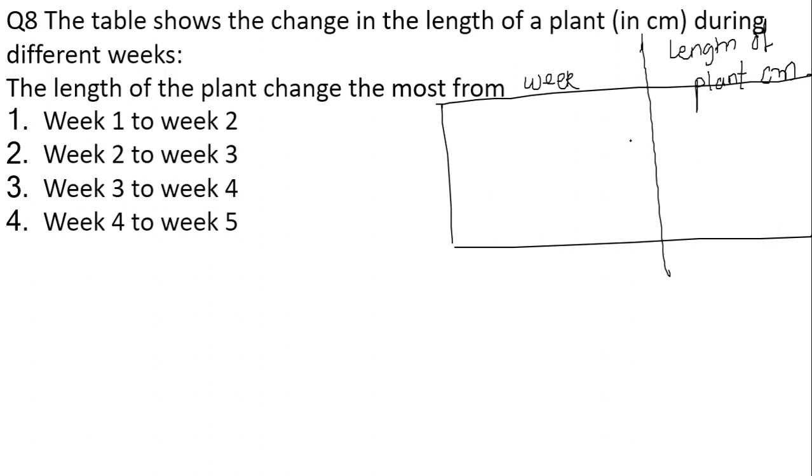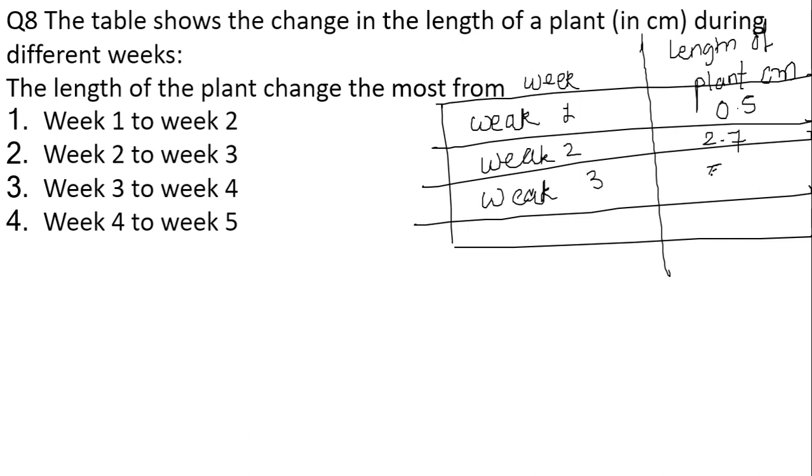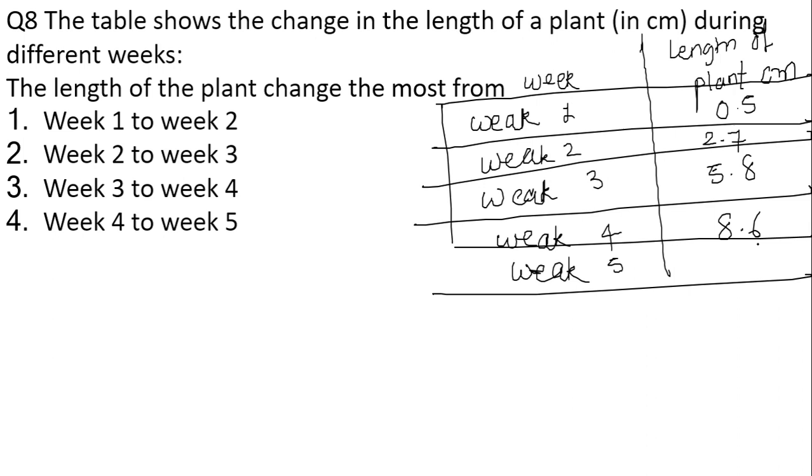So in first week, the length is 0.5 centimeter. In second week, the length is 2.7 centimeter. In third week, the length is 5.8. In fourth week, the length is 8.6, and in fifth week the length is 11.5.